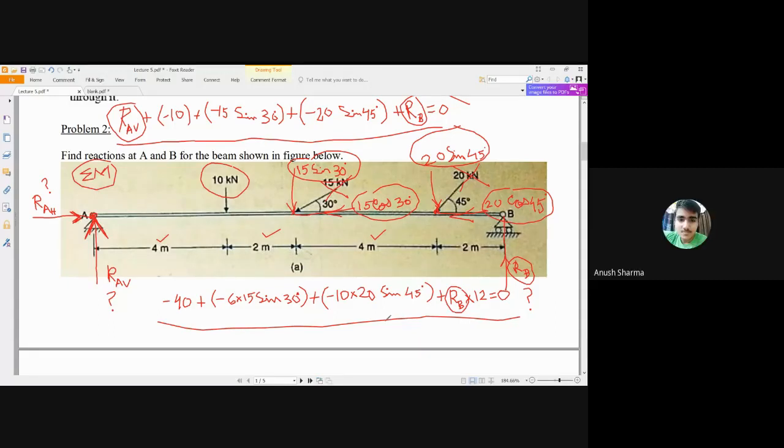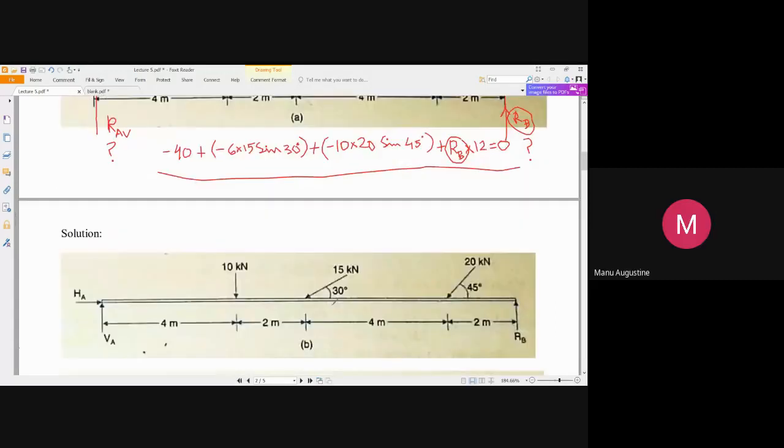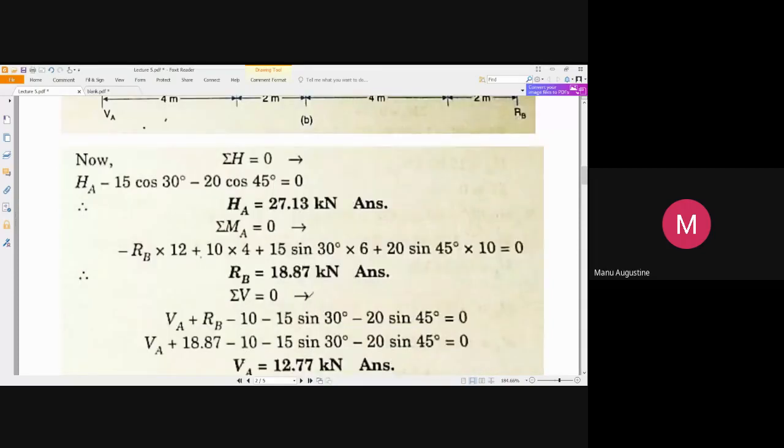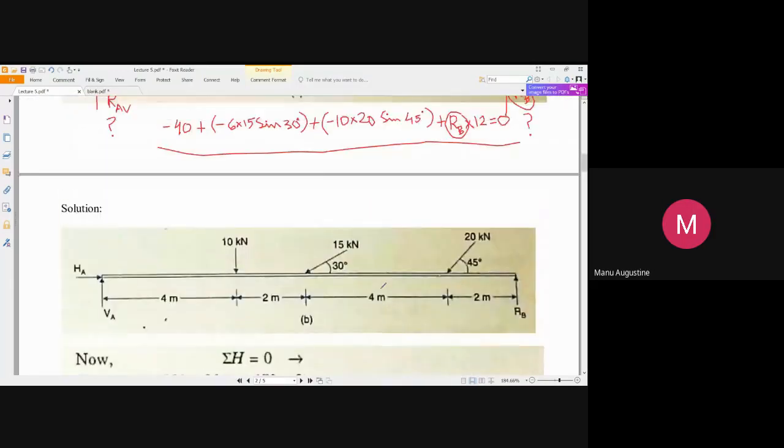Yes, sir, we can find. 18.89. What is the value of RB that you got? This is the right answer. 18.89 kilonewton. Absolutely right. Very good. Those who are able to do it, this is absolutely correct.